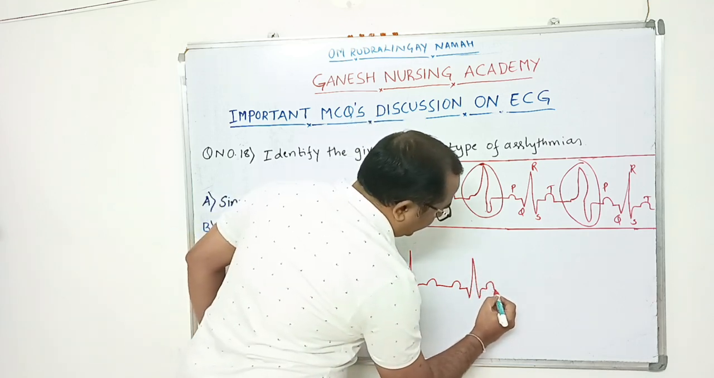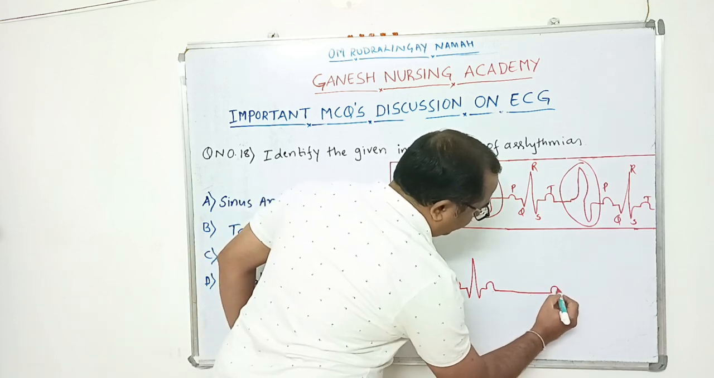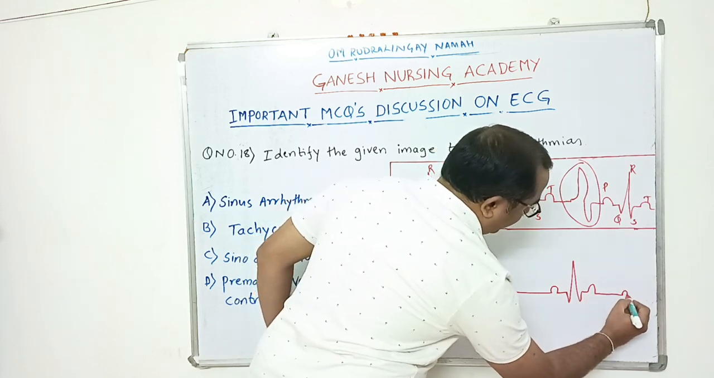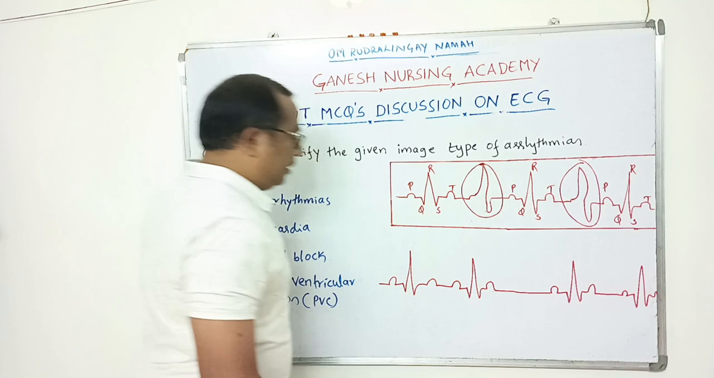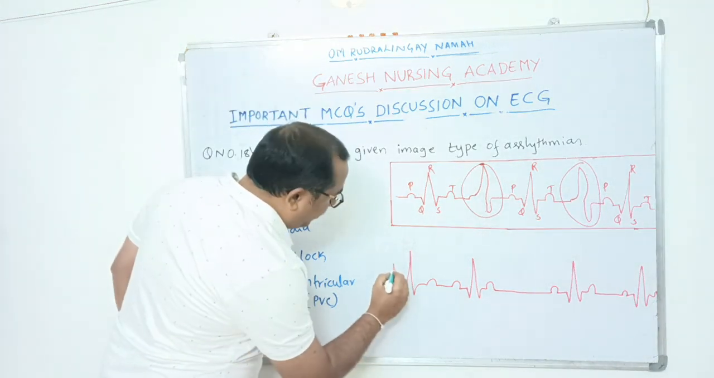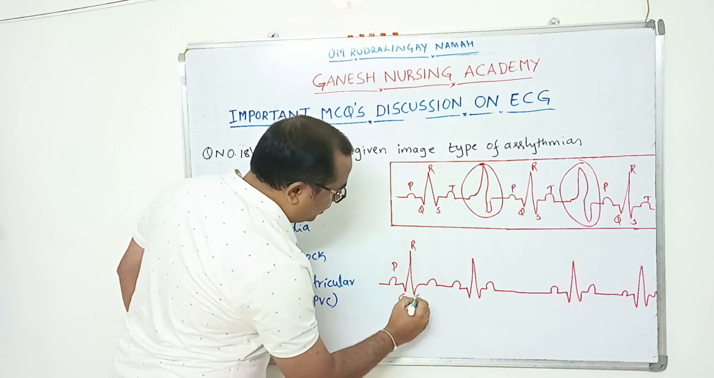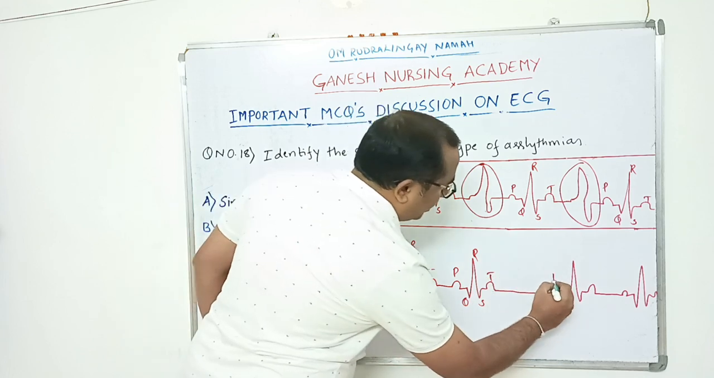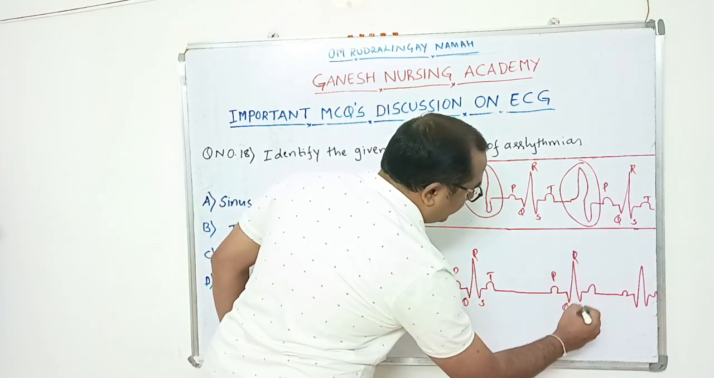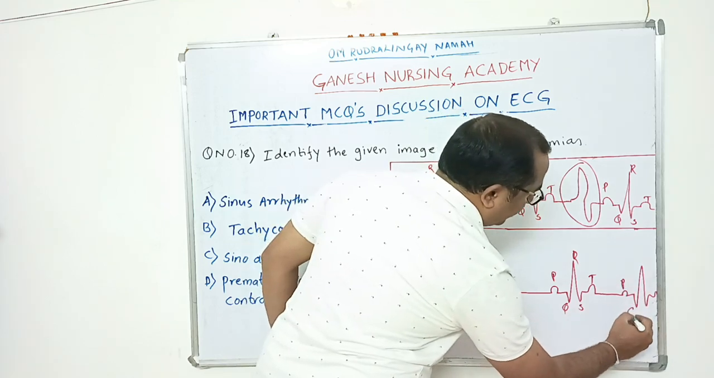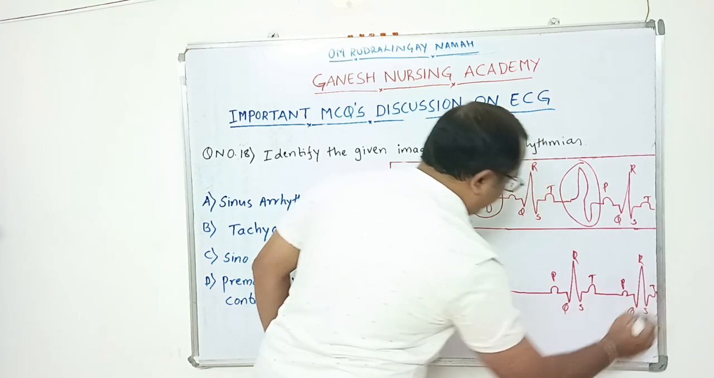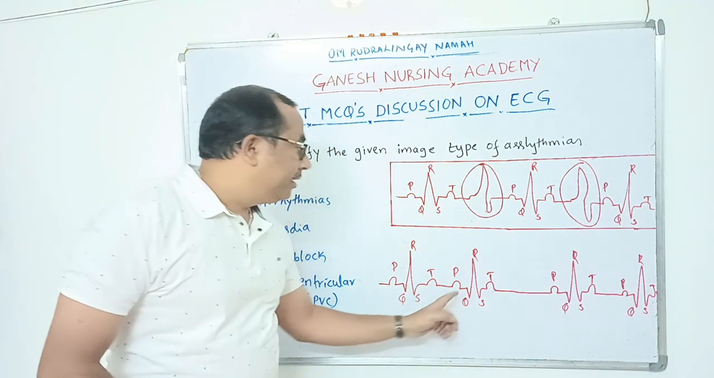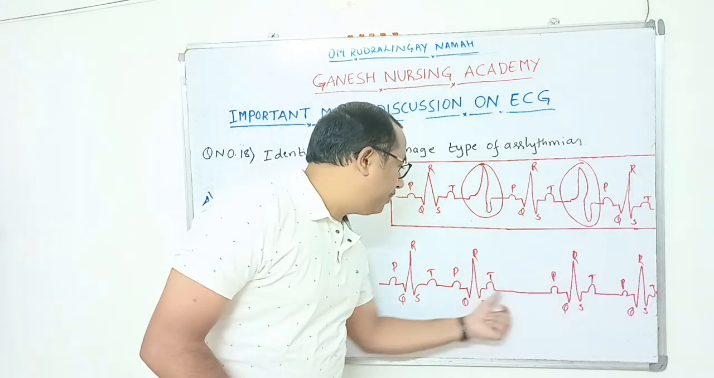See here, this is P, Q, R, S, T, then P, Q, R, S, T again. The distance between two consecutive P waves and R waves is shortened here, and the distance between two consecutive P waves and R waves is widened here.